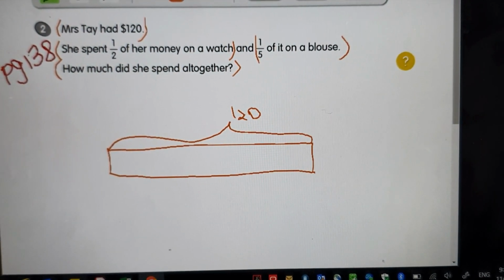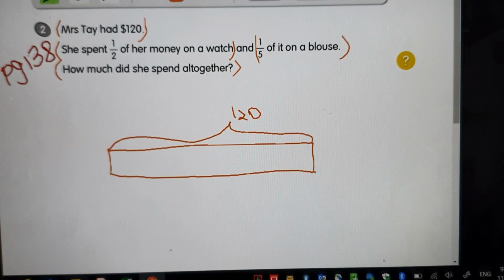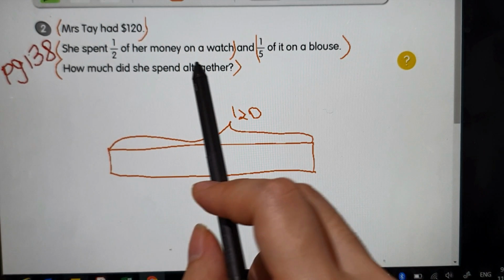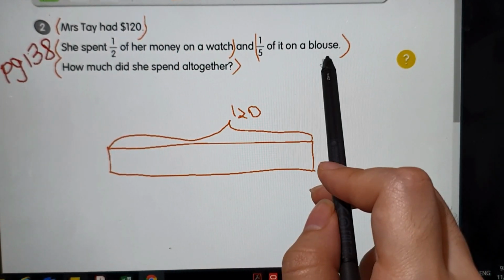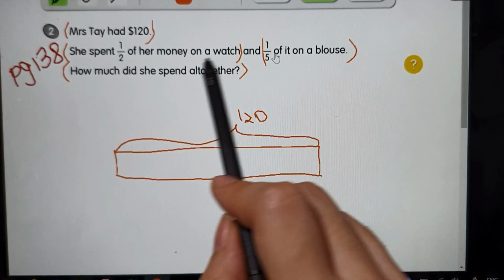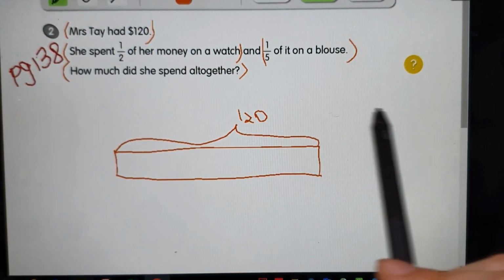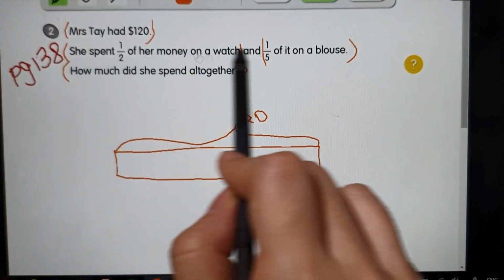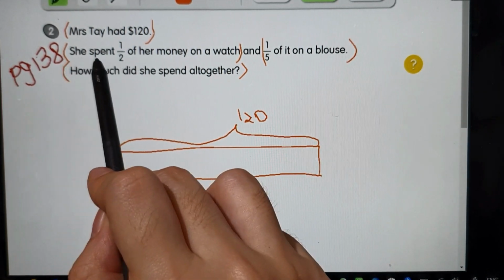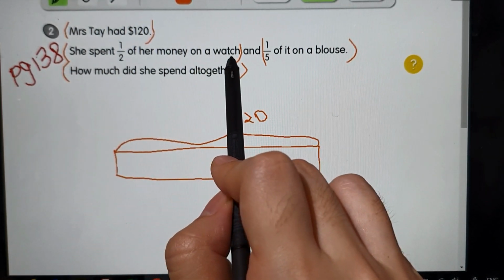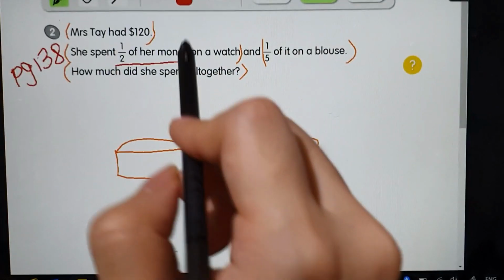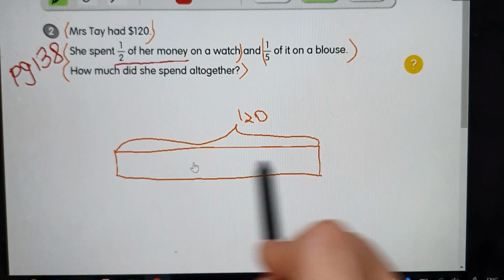So, she spent half of her money on a watch and 1/5 of it on a blouse. So, I separate the sentence into two shorter sentences here because the word and indicates that there are two different ideas and two different things happening here. So you can break your long sentence into two smaller sentences and focus on the first part here. So she spent half of her money on a watch. So half of her money meaning she will spend half of 120.